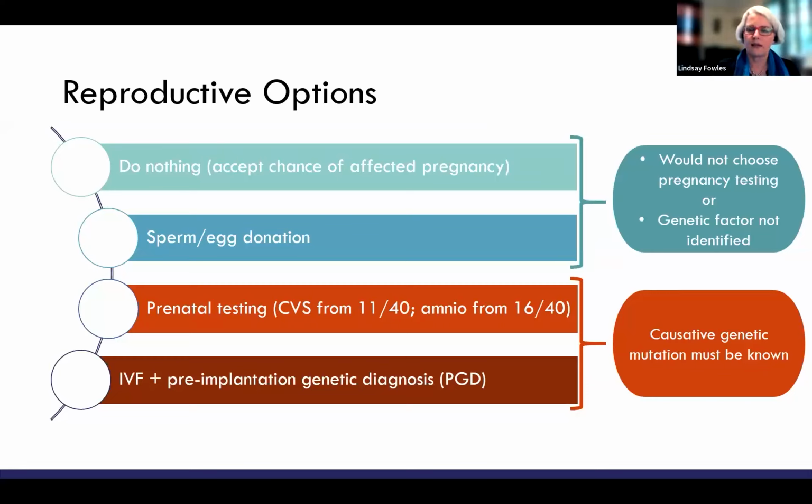For families where the genetic mutation or the genetic cause for their family condition has been identified, and they want to make choices to actively avoid having a child affected by the condition, there are options available to them. Now, that third band, prenatal testing, that's when they fall pregnant as per the standard way. I'm not going to explain that. But, you know, fall pregnant naturally, and then they have testing in the pregnancy.